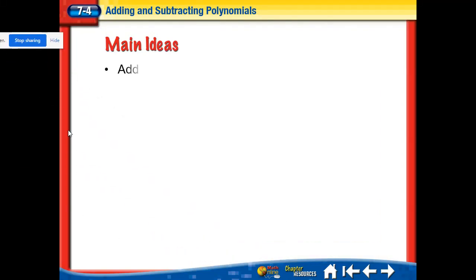All right, today we're going to be talking about adding and subtracting polynomials. So we're going to talk about adding polynomials, and we're going to talk about subtracting polynomials. Very much, not much more than that.